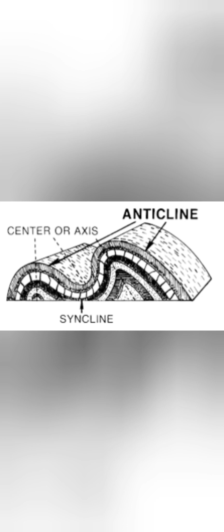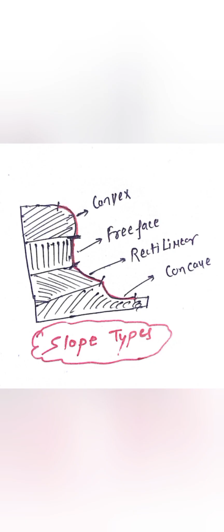Whereas anticline and syncline are basically, anticline is the upfold of a mountain and syncline is a downfold of a fold mountain. So a free face is actually a cliff. It has got steep walls on both the sides, or it has got steep slopes, which is also called an escarpment.